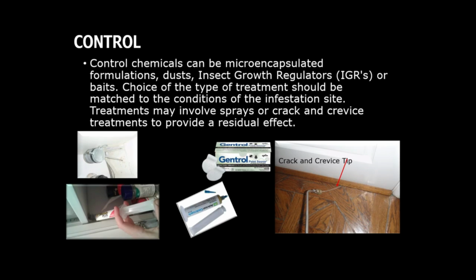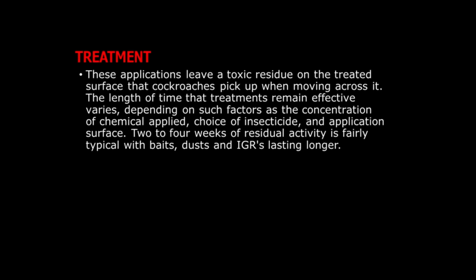Control chemicals can be microencapsulated formulations, dust, insect growth regulators, IGRs, or baits. Choice of the type of treatment should be matched to the conditions of the infestation site. Treatments may involve sprays or crack and crevice treatments to provide a residual effect. These applications leave a toxic residue on the treated surface that cockroaches pick up when moving across it.